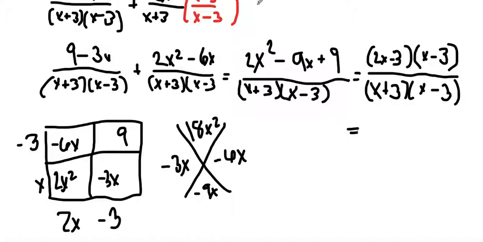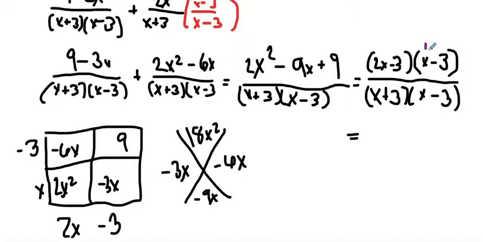Hopefully you are recognizing we can be canceling something out here. We have an x minus 3 over an x minus 3, which gives us a value of 1, which essentially means we are multiplying 2x minus 3 over x plus 3 times 1. So our final answer is going to be 2x minus 3 over x plus 3.